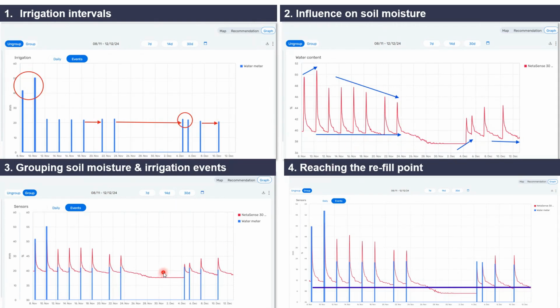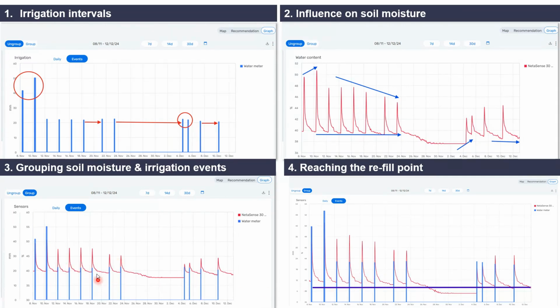And when we put all the measurements together in one graph, it makes it much easier to interpret. So this is the reason I highly recommend adding, besides the soil moisture sensors, also a water meter or pressure switch, something that will indicate the irrigation, and it will make it easier to understand what causes the changes in the soil moisture.